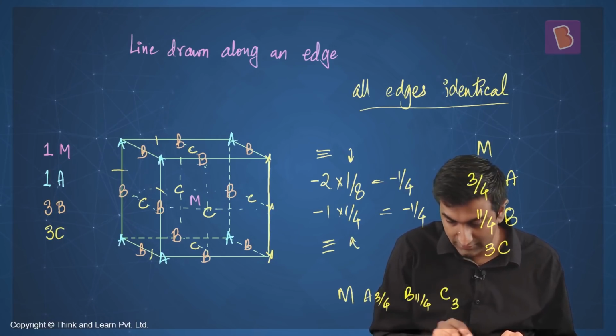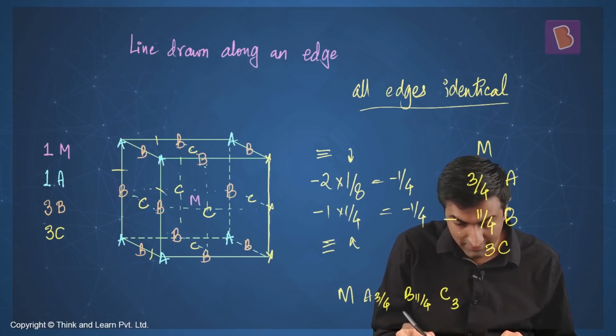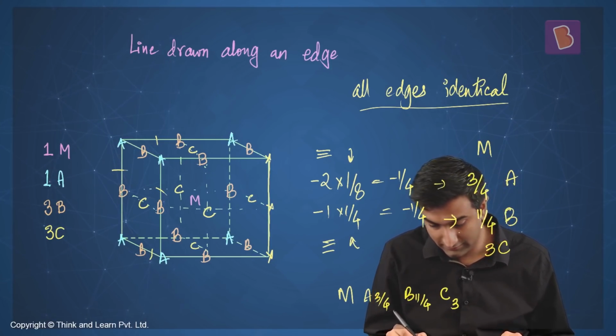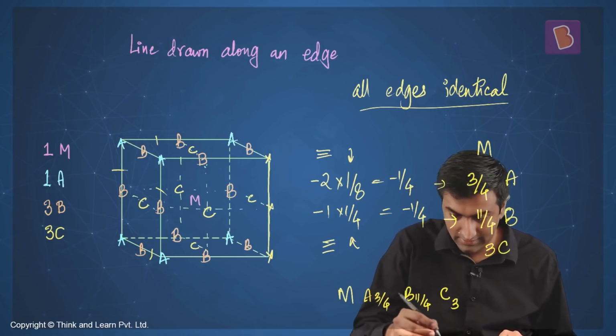Let me check that again. 3 into 4 is 12. 12 minus 1 is 11 by 4. Yeah, sure. This one's correct. This one's simple. 1 minus 1 by 4, 3 by 4. Okay, cool. So these are correct. This is correct as well. This is what I get, and I need to get a whole number, right? Okay, let's do that on top over here.